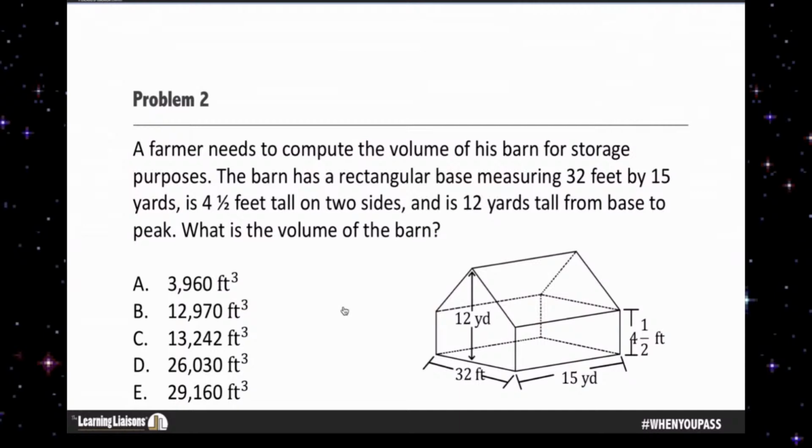A farmer needs to compute the volume of his barn for storage purposes. The barn has a rectangular base measuring 32 feet by 15 yards. It's 4.5 feet tall on 2 sides, and it's 12 yards tall from the base to the peak. What is the volume of this barn?